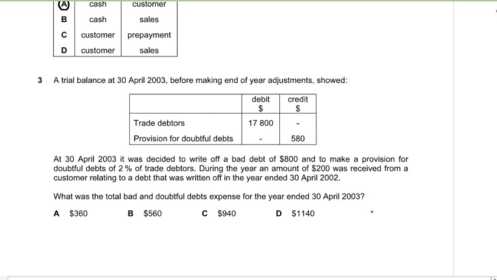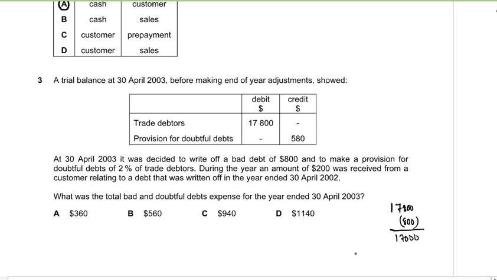Right, they are saying the trade debtors amounts to 17,800, but it was decided to write off a bad debt of 800. So we know the double entry when bad debts are written off. You debit bad debts expense account and you have to credit your trade receivables or your debtors. So meaning to say we are deducting 800 from 17,800. So we end up with trade receivables of 17,000.